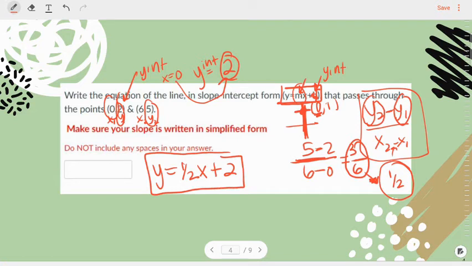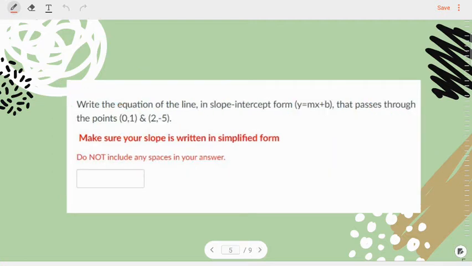So let's look at another similar problem. Make sure we got the hang of it. So I want to fill in this format. Remember, we keep the y. We're going to replace the m. We'll leave that blank. We're going to bring down the x and the plus. And I'm going to replace the b with my y-intercept. I always find my y-intercept first, because it's the easiest one to find.